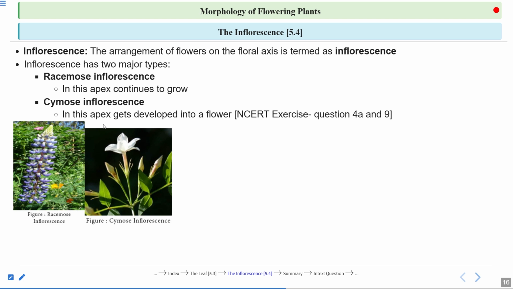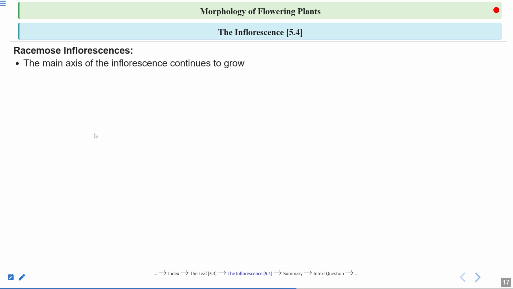In cymose inflorescence, you can see the apex gets developed into a flower. So there is a determinate growth. In racemose inflorescence, the apex continues to grow. So there is indeterminate growth. Okay, let's understand racemose inflorescence.